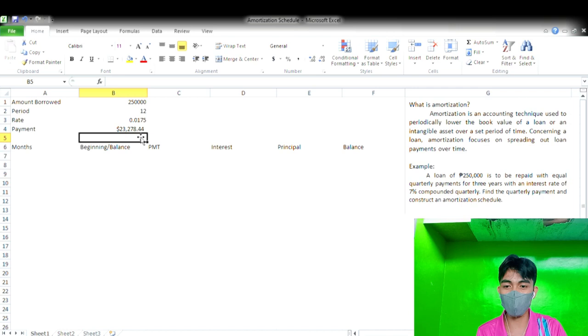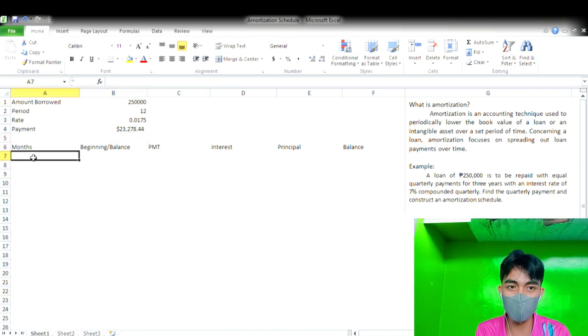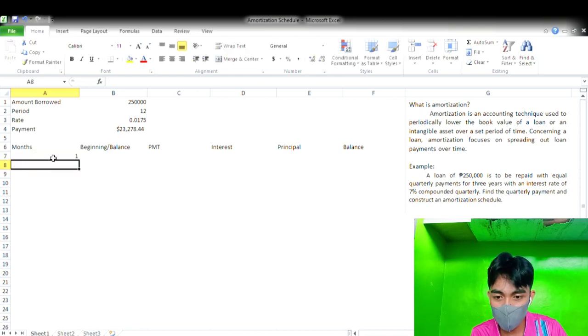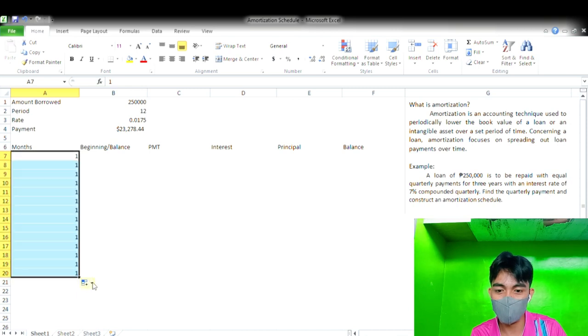So we are now going to create the number of periods we have. Since we have 12 periods here, our months here start with 1. Then let us drag this to 12 periods, just fill series. Alright, 12 periods only.